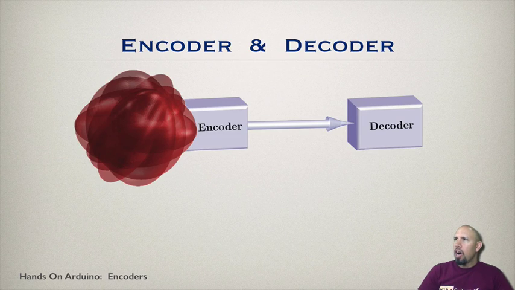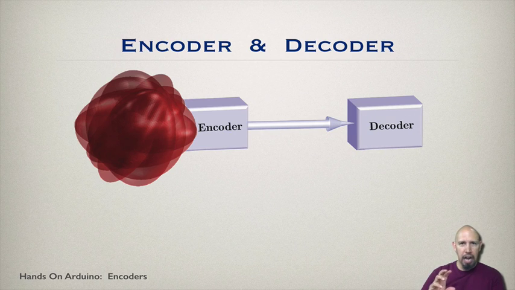Now, we've talked a little bit about encoders. That is, how do you get the information about the motion? We've seen that you have these mechanical situations that generate electrical pulses. So that's the encoder, that generation of pulses. Then we need something called a decoder to convert that set of pulses into something that's meaningful for us.